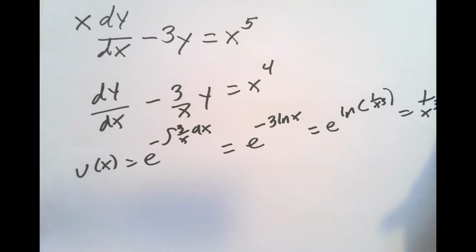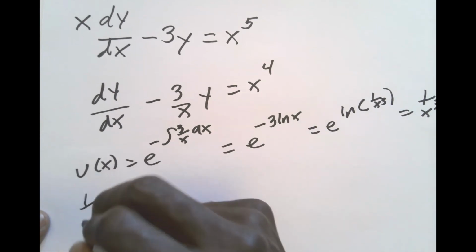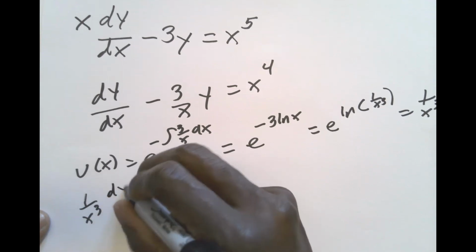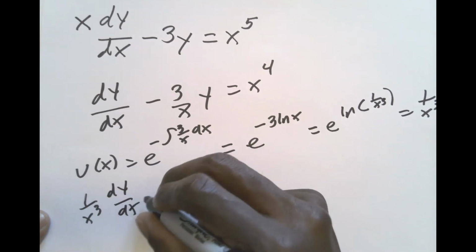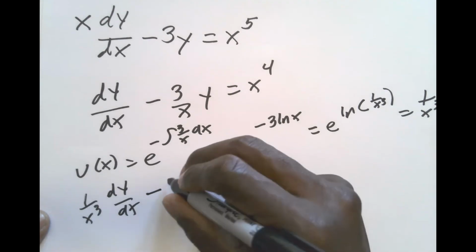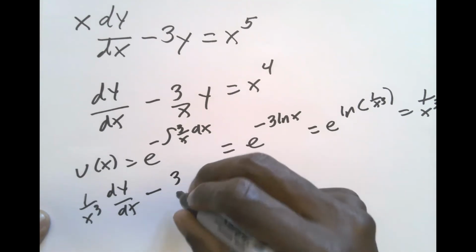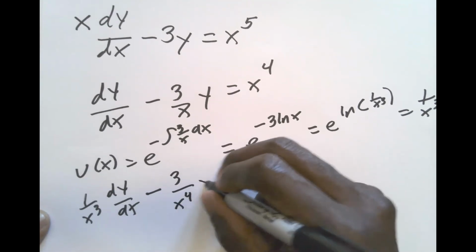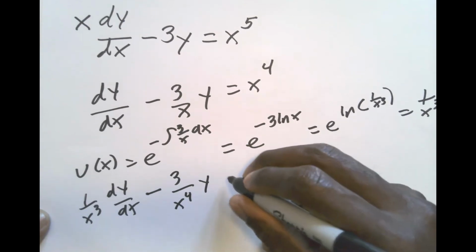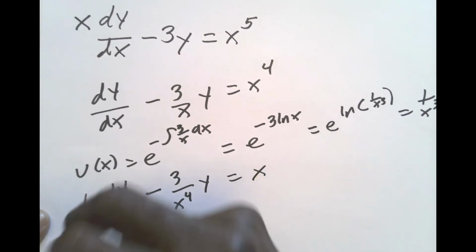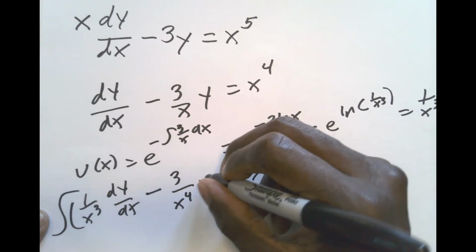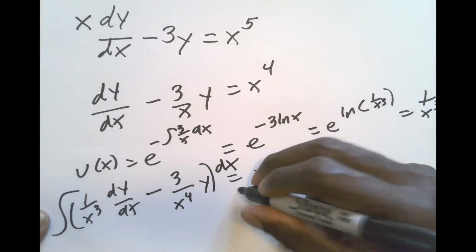All right, so I'm going to multiply everything by 1 over x cubed. So I have 1 over x cubed dy by dx minus 3 over x to the 4th y. And that's going to simply equal x. We'll integrate.